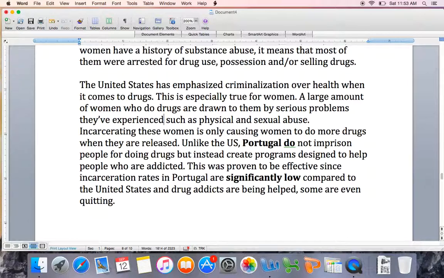"Unlike the US, Portugal," now again, singular Portugal means the verb should be in singular form. Now, "do" is different, right? If you want to put it in singular form, you can't just add an S to "do." You have to use the special form of present tense singular "do," which is "does." "Portugal does not imprison people for doing drugs, but instead create programs designed to help people who are addicted. This was proven to be effective since incarceration rates in Portugal are significantly low." When you're comparing two things, it should indicate that it's lower compared to the United States, "and drug addicts are being helped."